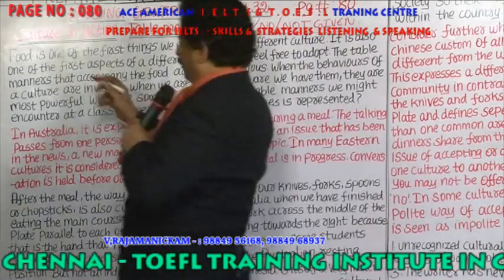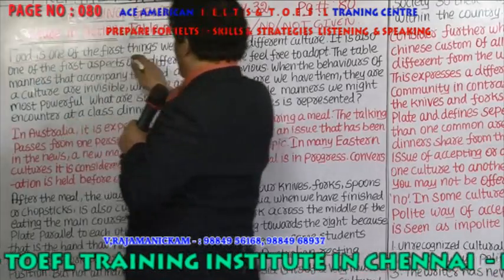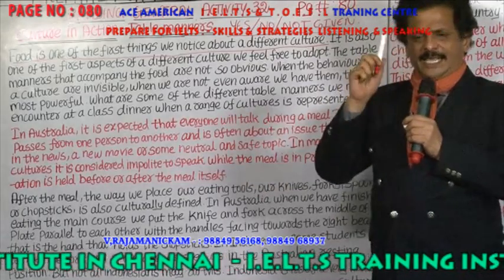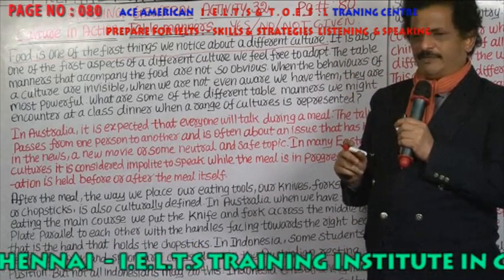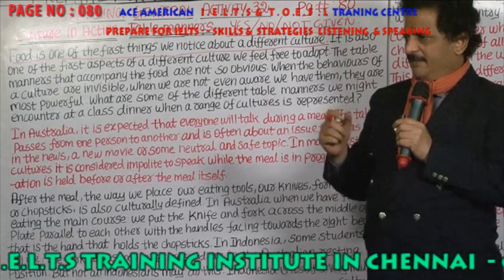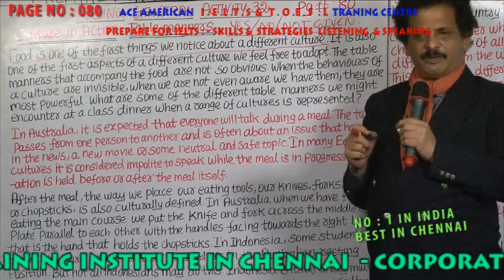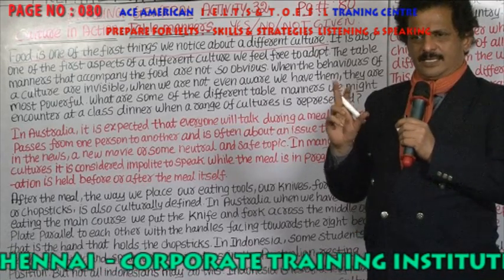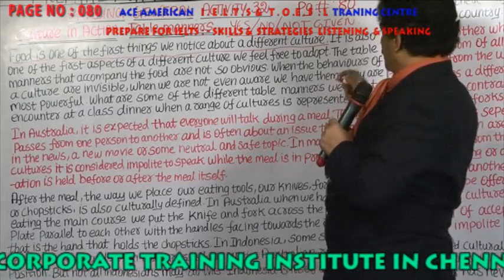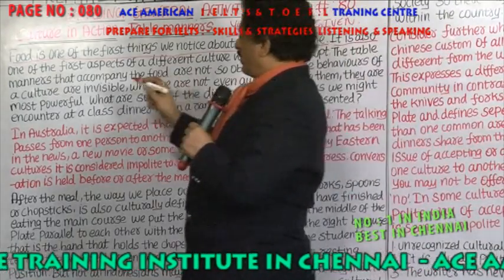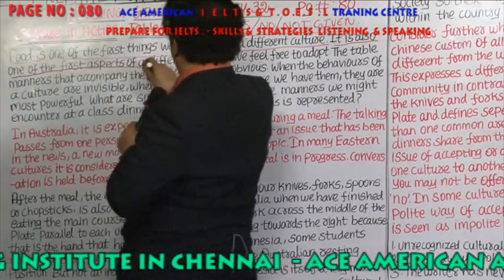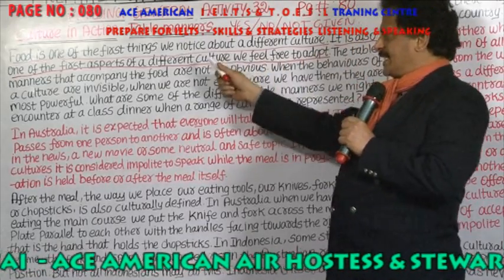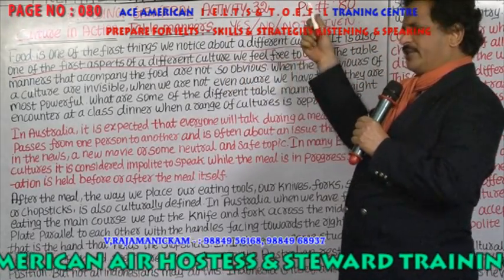So coming here, food is one of the first things we notice about a different culture. Food is one thing we notice about a different culture, right? Indians eat in a different way, Chinese eat in a different way, Americans, Koreans, so the culture differs. So it's also one of the first aspects of a different culture we feel free to adapt.